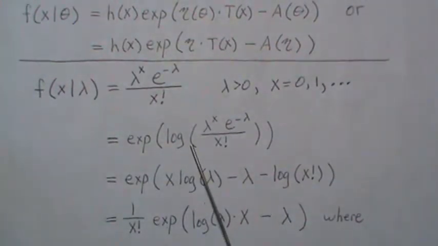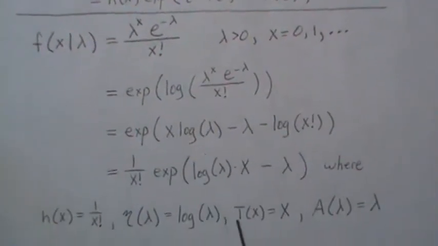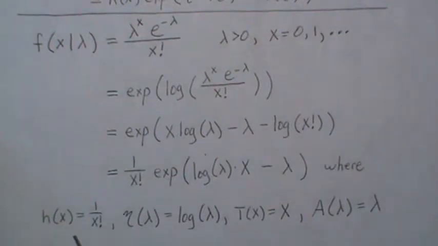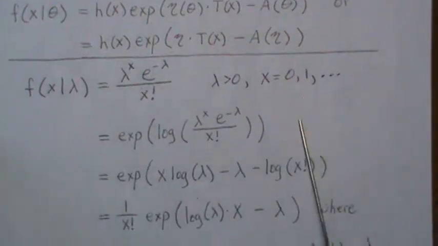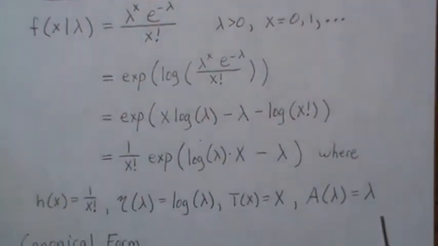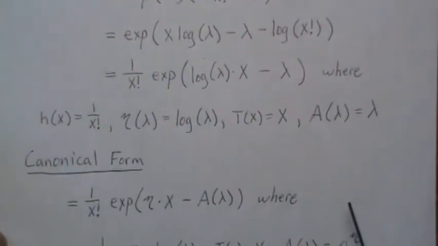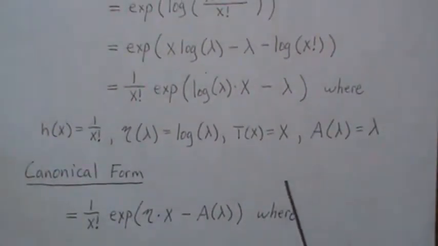So this is the exponential form, where this is your h of x, this is your eta of lambda right here, this is your sufficient statistic, and this is your log partition. Notice the form is minus A of theta, so the log partition is just lambda.